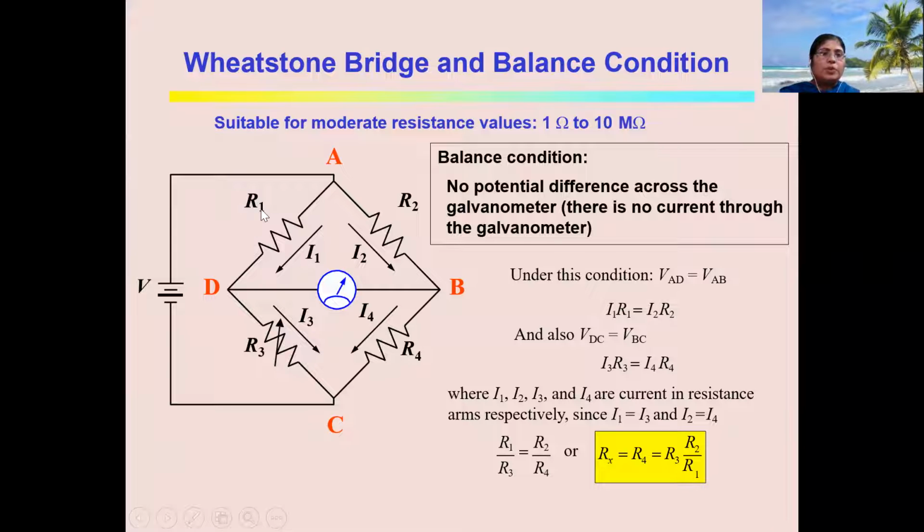The first pair of opposite arms is R1 and R4. The other pair of opposite arms is R2 and R3. So the product R1, R4 must be equal to R2, R3. So this is the balance condition for the DC bridge. Wheatstone bridge is a DC bridge, and it is used for the measurement of resistance. So by knowing these values, the resistance R1 can be calculated by applying the balance condition.